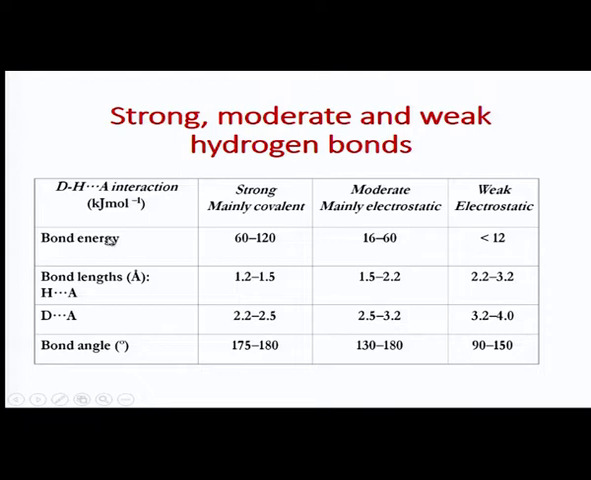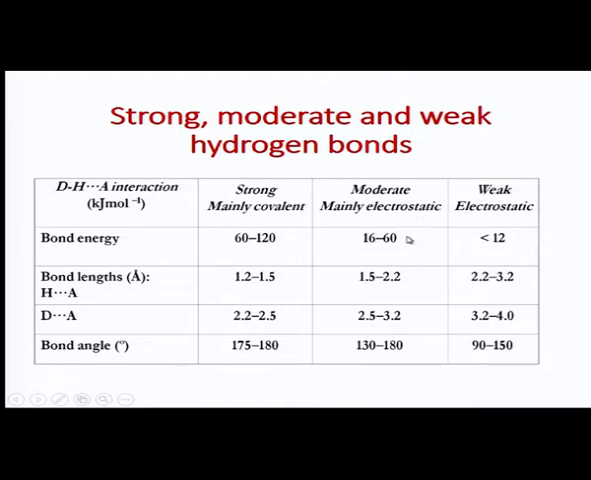If the bond energy is in the range 60 to 120 kilojoule per mole, the bond length H...A is 1.2 to 1.5 angstrom, D...A, the hydrogen bond length, is 2.2 to 2.5 angstrom, and the bond angle subtended at the hydrogen atom is 175 to 180 degrees. You call it a moderate hydrogen bond, mainly due to electrostatic interaction.